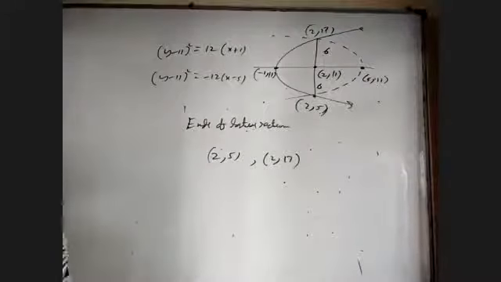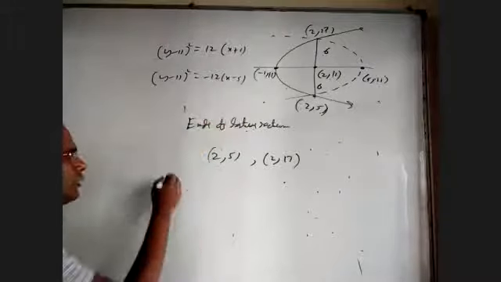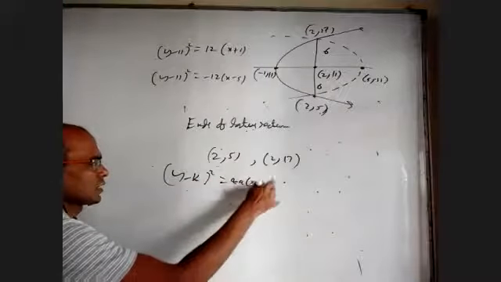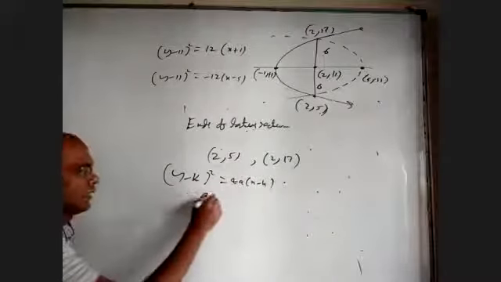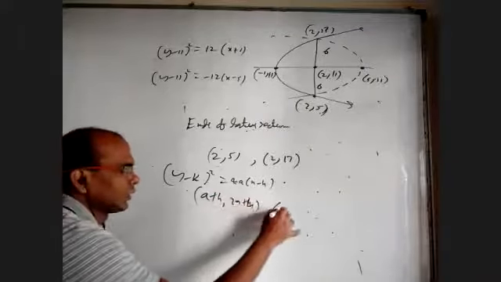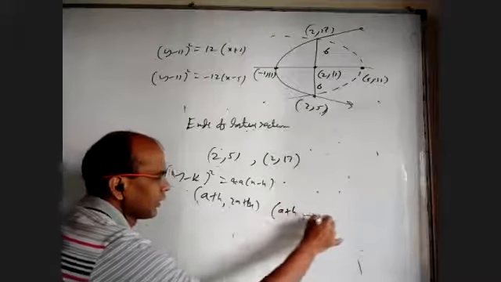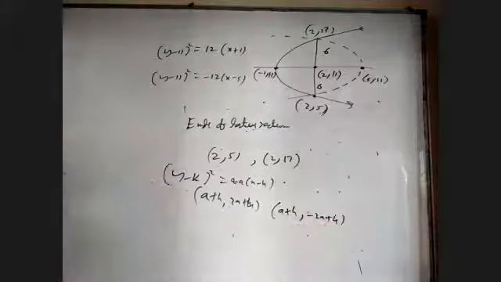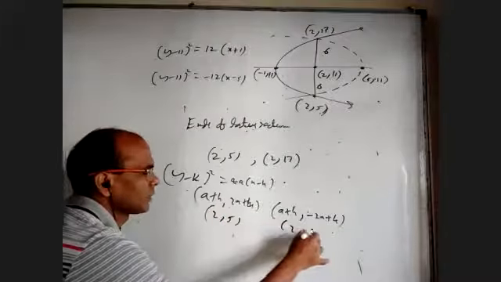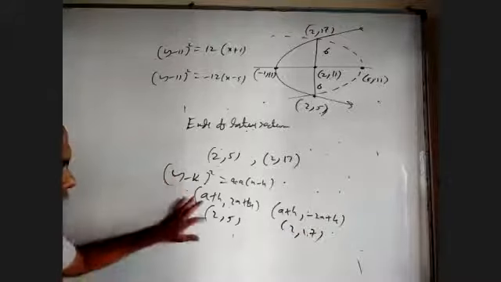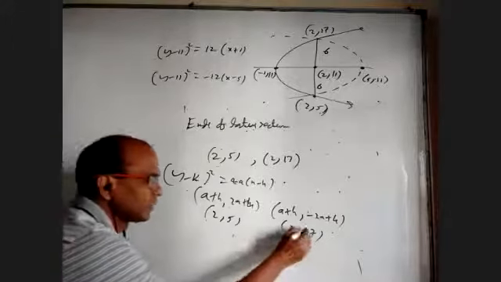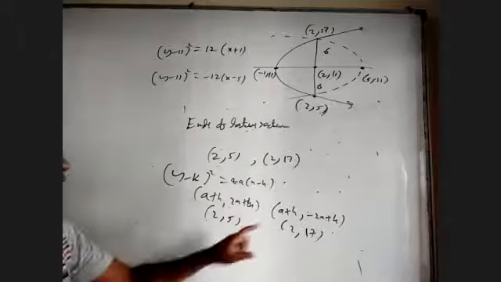All right. So if you want to do this by formulas, for (y - k)² = 4a(x - h), the ends of latus rectum are (a + h, 2a + k), normally (a, 2a) after adding h and k, and (a + h, -2a + k). You can equate this to (2, 5) and this to (2, 17). So this is equal to 2, one equation, this is equal to 5, one equation, this is equal to 17, one equation. 3 equations and 3 unknowns. You'll get the h value and k value.